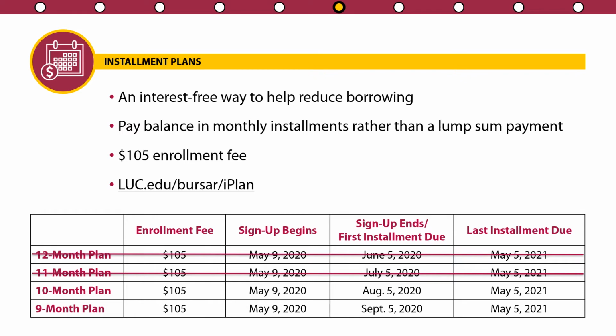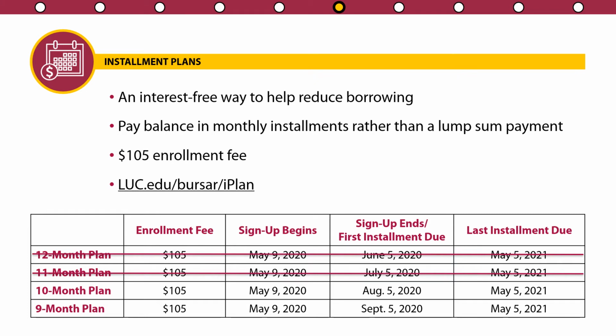Please note the last day to sign up for the 10-month installment plan is August 5th. Your first payment is also due August 5th. And the last day to sign up for any installment plan, which would be the 9-month, is September 5th, with the first payment due as well.